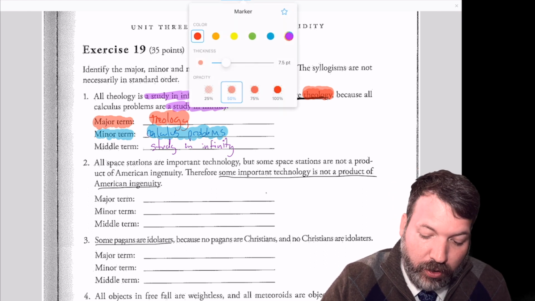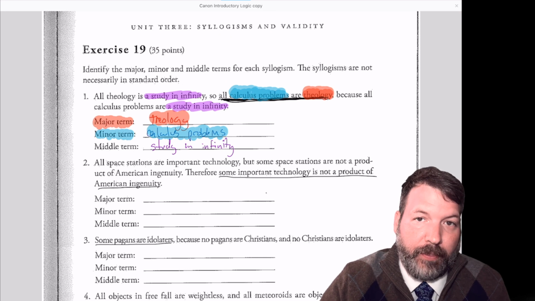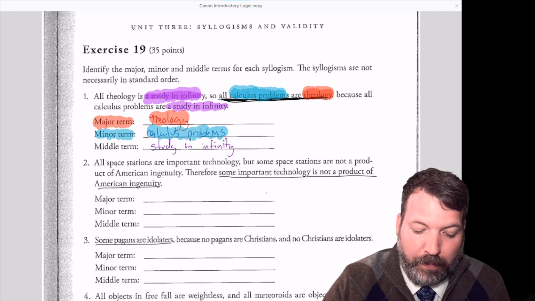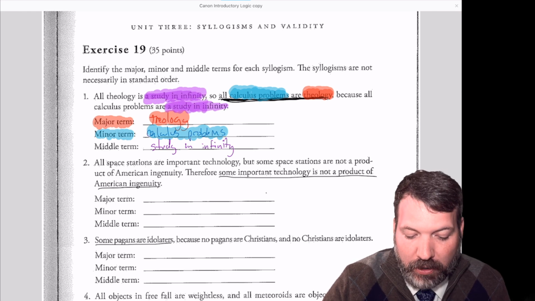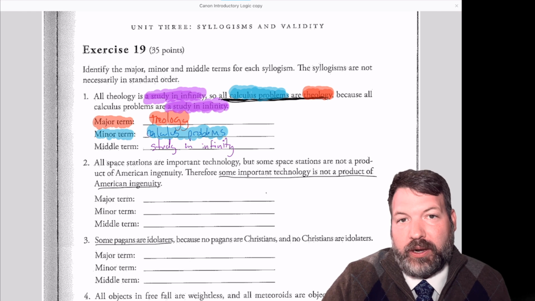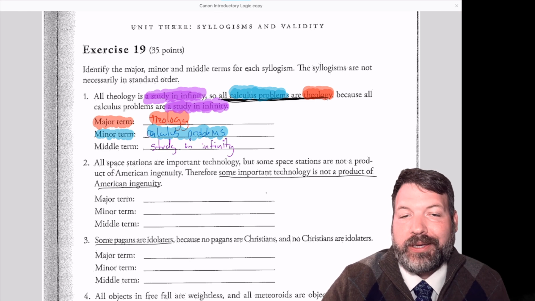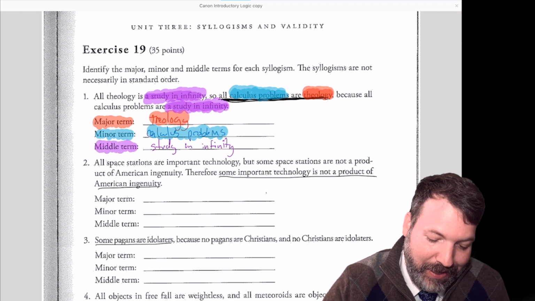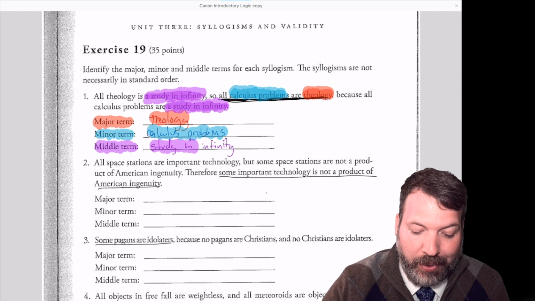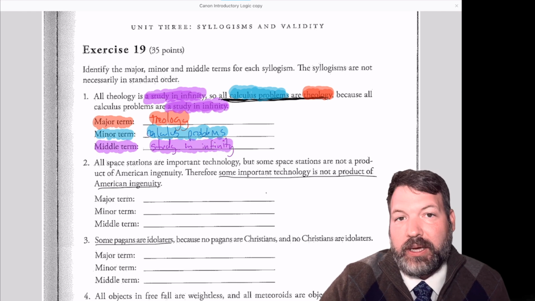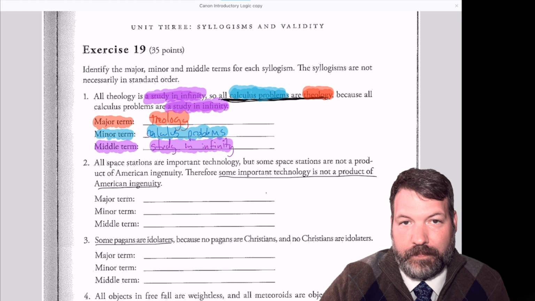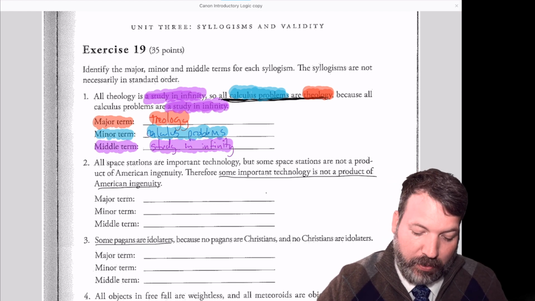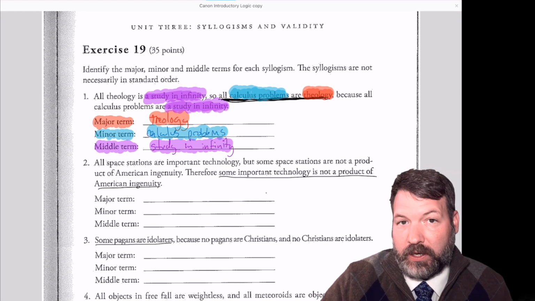Finally, whatever term appears in both of the premises but not the conclusion, that's what we called our middle term. It is the middle term in the sense that it is between the major and minor term. It's going to be what connects the major and minor term. So in this particular argument, the term that did not appear in the conclusion but did appear in both premises is a study in infinity. And so that was number 1. Major term theology, minor term calculus problems, middle term study in infinity.